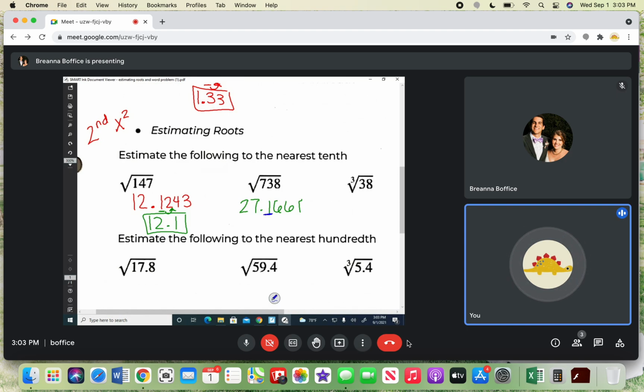The tenths place is this 1. I look to its neighbor. A 6 is 5 or more, therefore I raise the score. So instead of 27.1, it's 27.2.